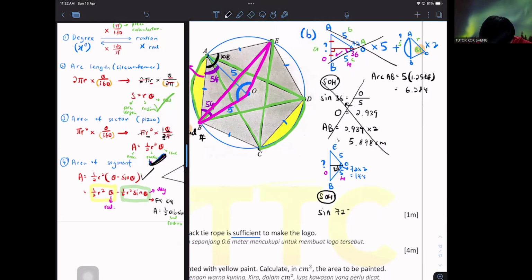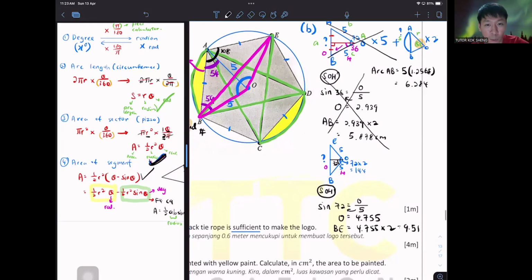So sine 72 equals opposite over hypotenuse. 5 times sine 72 is 4.755. Okay, so for BE, 4.755 times 2 is 9.51. Okay, just change this step only for the triangle. Now we can add everything.